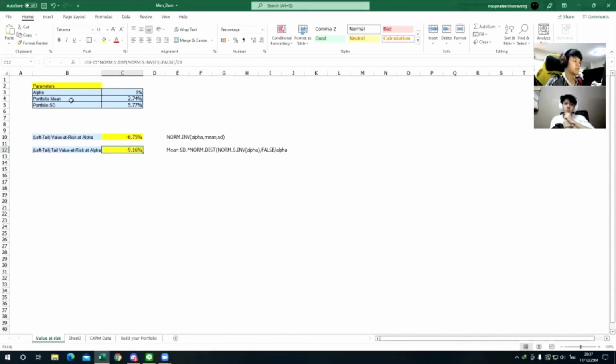So to summarize this model, we can say that this portfolio has a 5% chance that we will lose money at 6.75%, and in the worst case we can lose 9.16% at a 5% chance. So next we will look at CAPM.